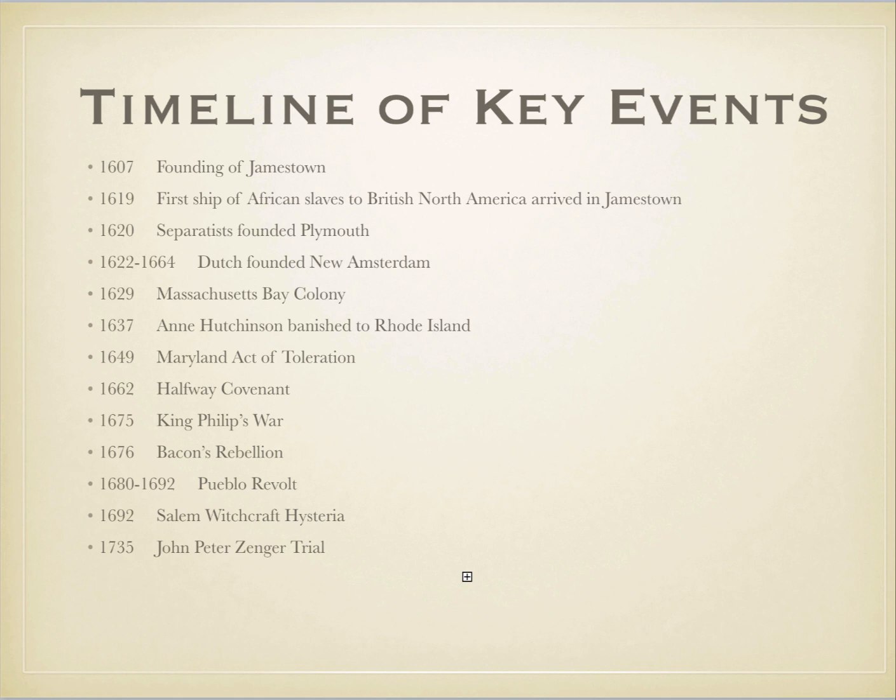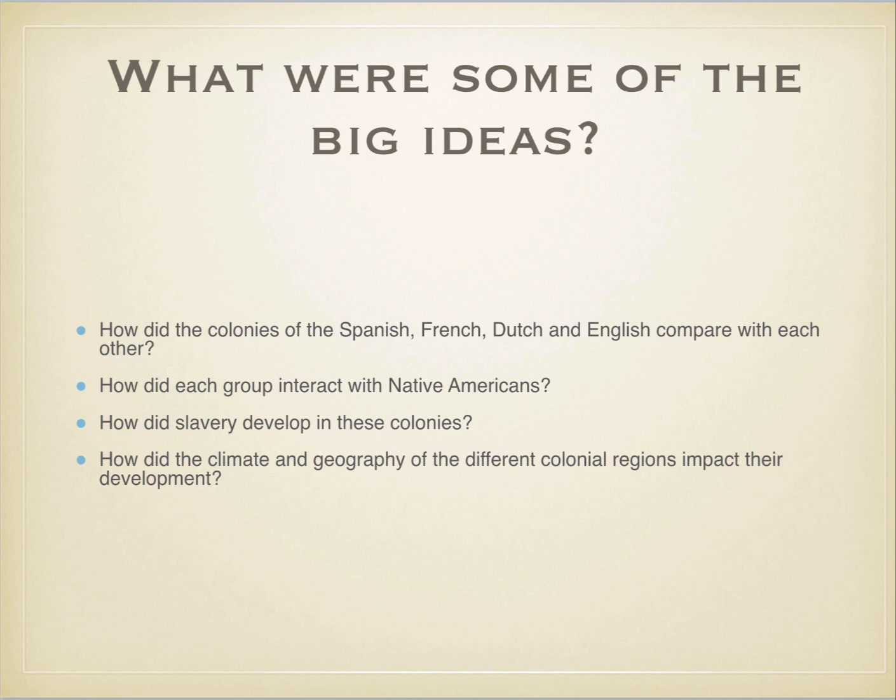All right, I know this is a difficult time period to figure out, so let's get a little more thematic approach here. First of all, the big ideas you want to be familiar with. How do the Spanish, French, Dutch, and English compare to each other? What are the similarities? What are the differences? How do these groups interact with the Native Americans? Probably should have put why, how and why did slavery develop in the colonies? And how does the climate and geography impact the different colonial regions?